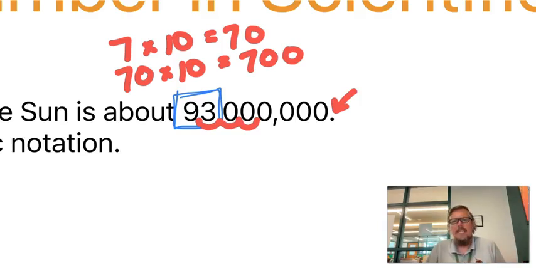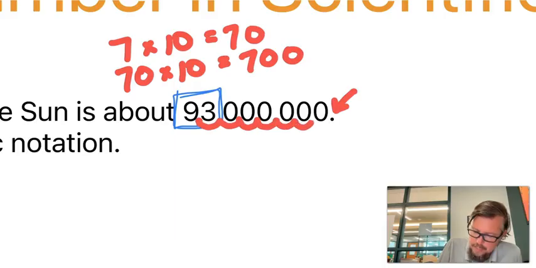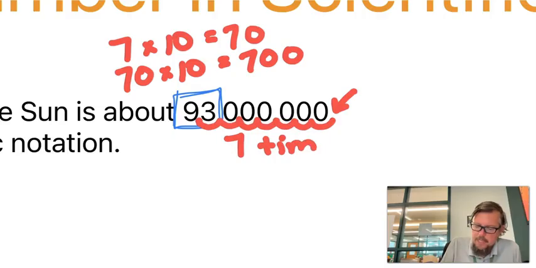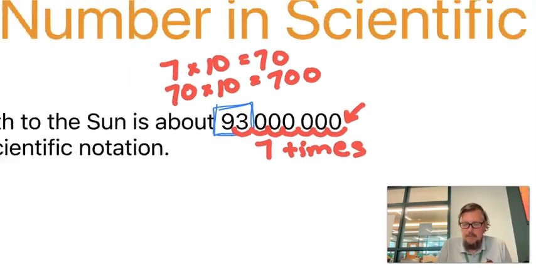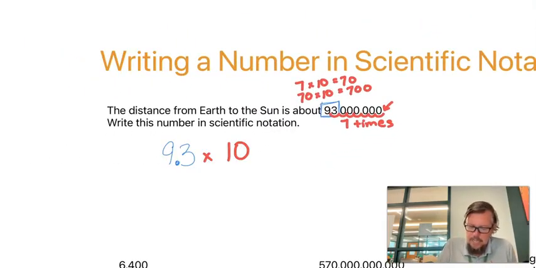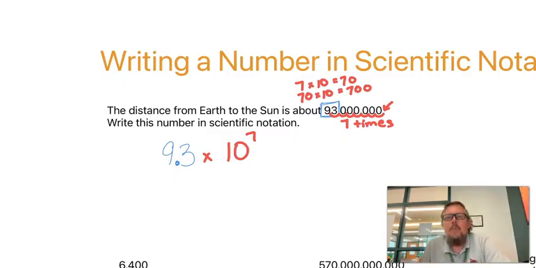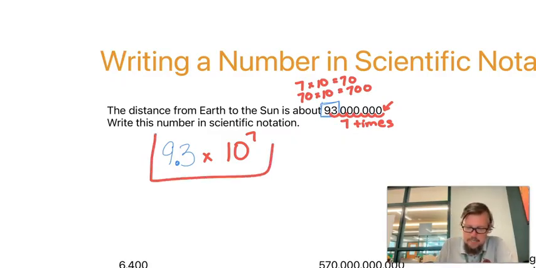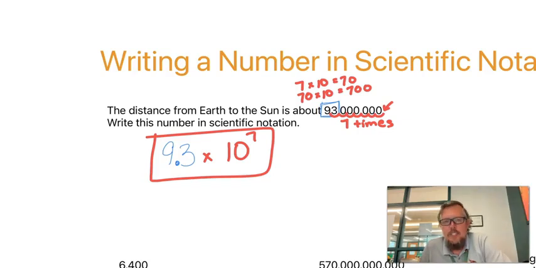So let's just count how many times we have to move it to get all the way to the end of this number. We've already gone 3 times so far. This is 4, 5, 6, 7. So we move the decimal 7 times to get from 9.3 to 93 million. So the answer is 9.3 times 10 to the 7th power, and that is that number written in scientific notation, 9.3 times 10 to the 7th power.